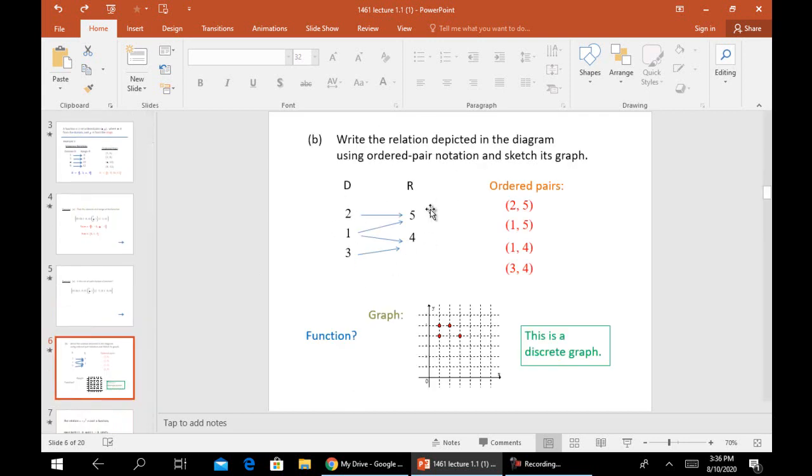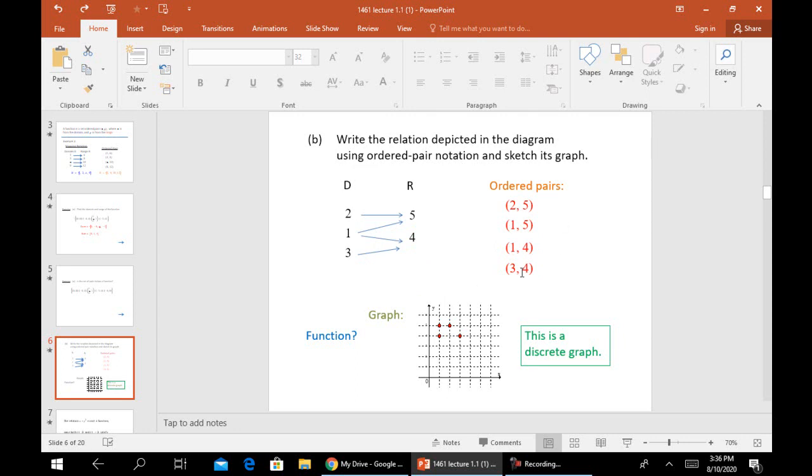So here we have a diagram where we have a correspondence that has been defined. So we want to express that correspondence as a set of ordered pairs. And so let's see, the assignments are 2 is assigned to 5, 1 is assigned to 5 and 4, and 3 is assigned to 4. So if we express that as a set of ordered pairs, we get (2, 5), (1, 5), (1, 4), and (3, 4).